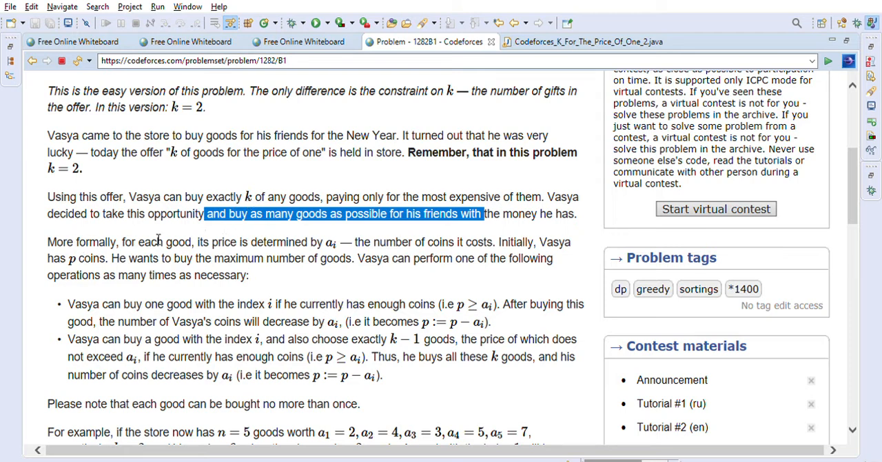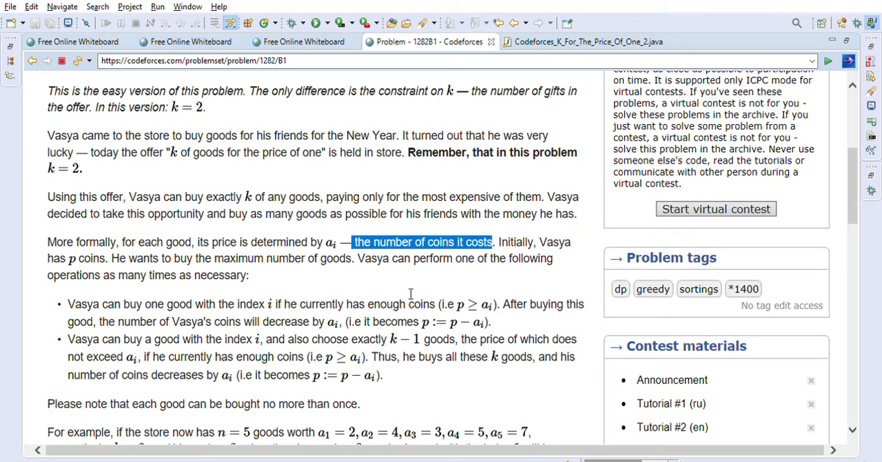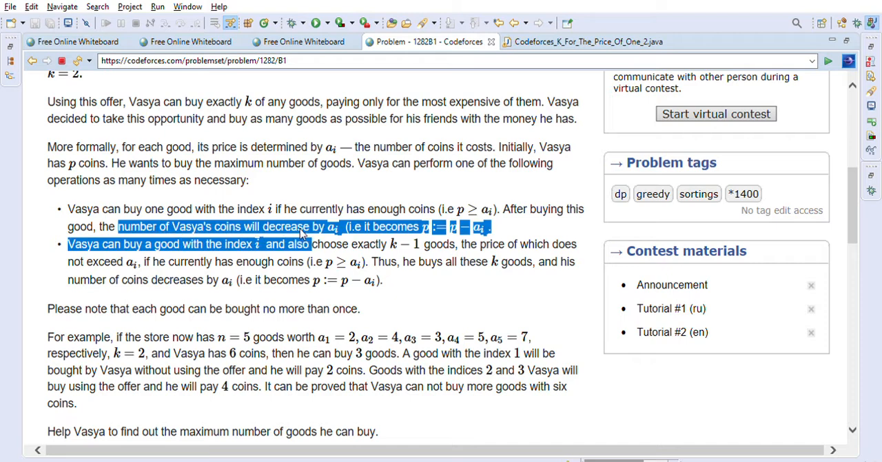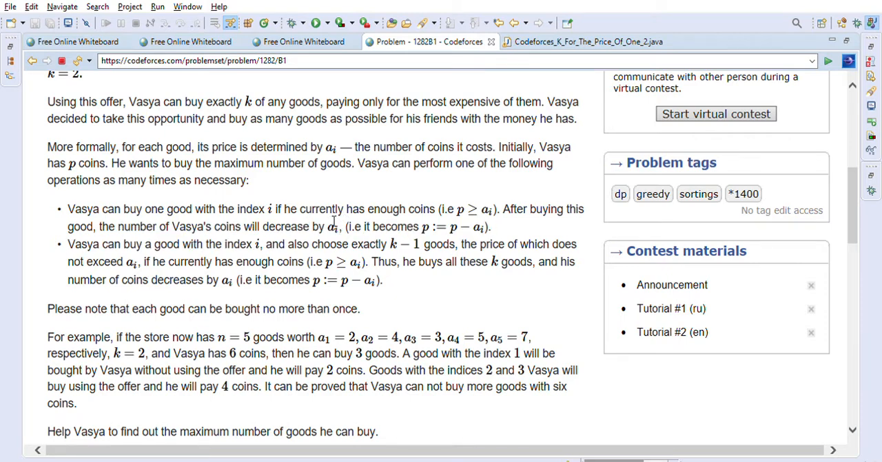More formally, for each good, its price is determined by a_i, the number of coins it costs. Initially, Vasya has P coins. He wants to buy the maximum number of goods. Vasya can perform one of the following operations as many times as necessary. Vasya can buy one good with index i if he currently has enough coins. After buying this good, the number of Vasya's coins will decrease by a_i, right? So the cost of that item will be deducted from his coins.